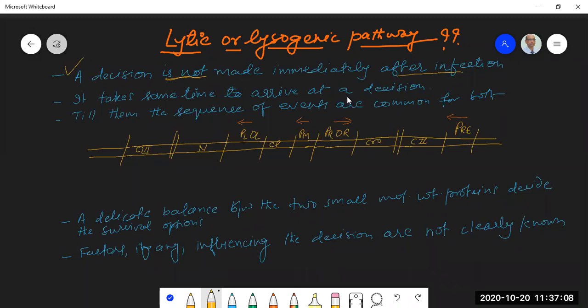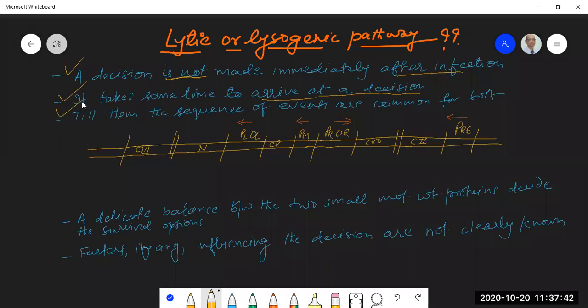Okay, so bacteriophage lambda will infect the susceptible bacterium. It will insert the DNA. And immediately, a decision is not made whether to go for the lytic pathway or the lysogenic pathway. It takes some time to arrive at a decision. There is a lag phase. So some time goes in between before the bacteriophage comes to a final decision.